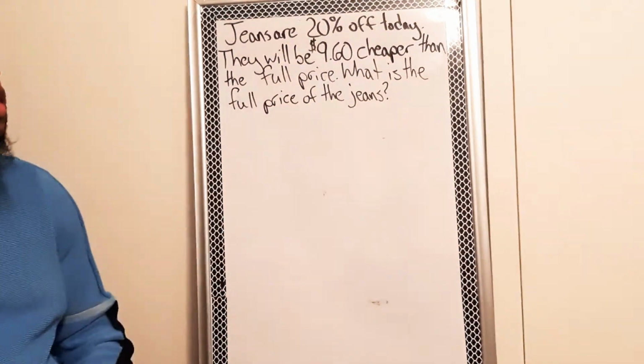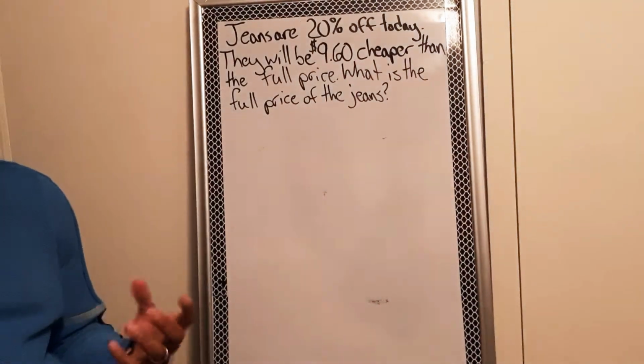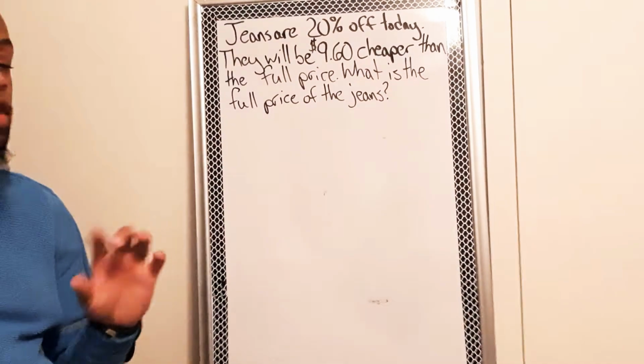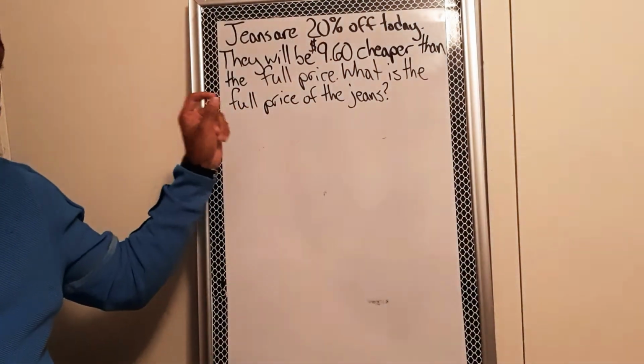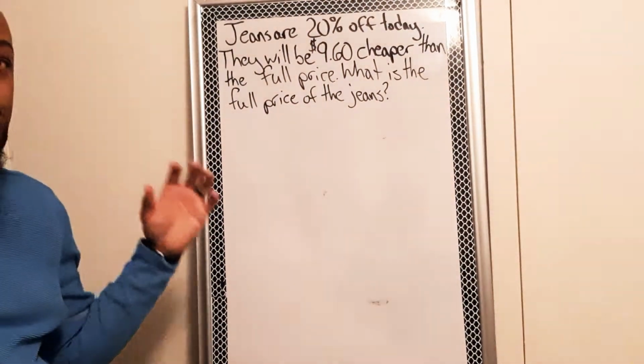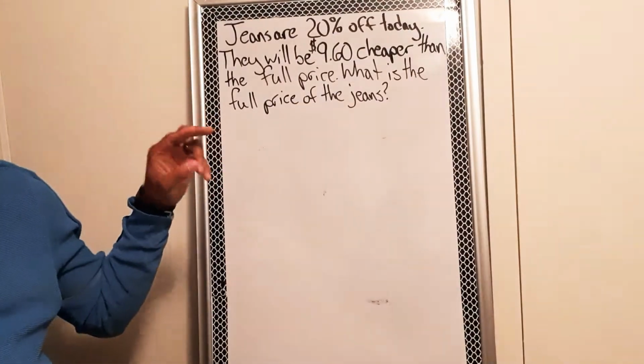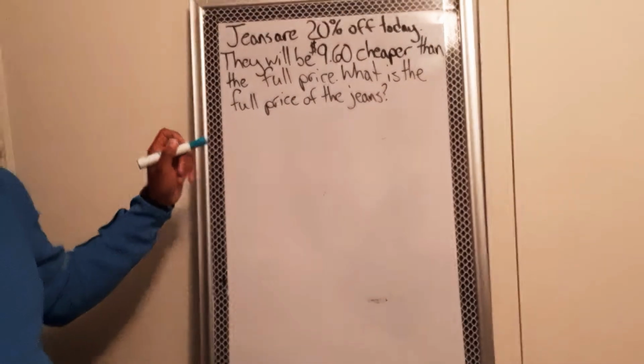So, just like with any other word problem, we're going to dissect this problem. We're going to break it apart and find out what we know, what the problem is telling us, factual things that we can pull from the problem to solve it. What do we know? What do we need to know? And then how are we going to solve it? So, let's look at this problem.